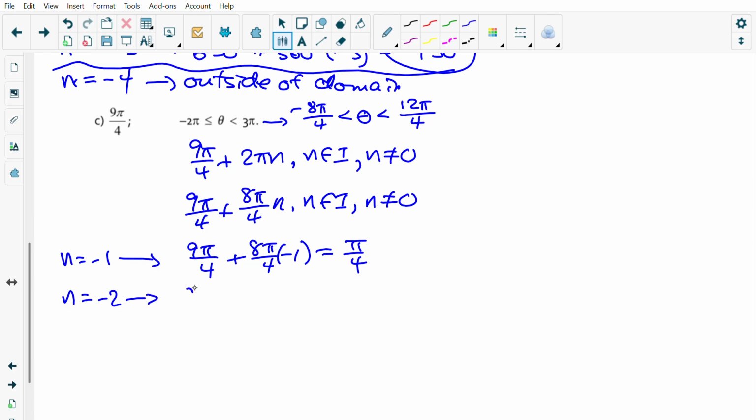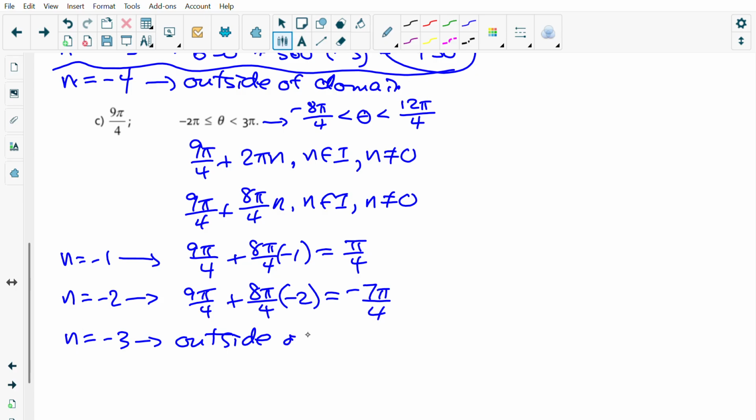If I go to n equals -2, that's 9π/4 + 8π/4 times -2. That's -16π/4 + 9π/4. That's -7π/4. If I go to n equals -3, that's outside of my domain.